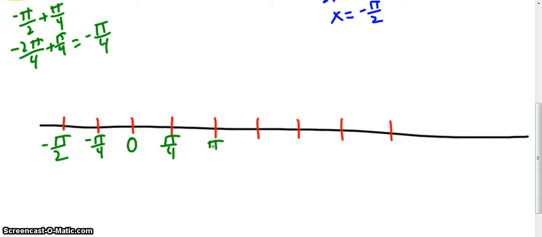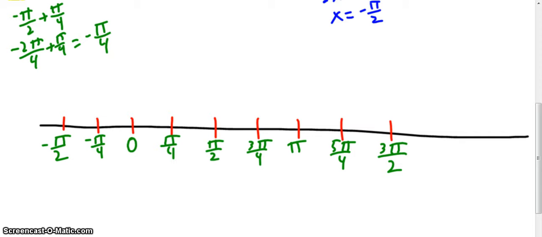So now, at this point, I can start counting, right? So 2 pi over 4 is pi over 2. And then I get 3 pi over 4. 4 pi over 4 is pi. Then 5 pi over 4. And 6 pi over 4 is 3 pi over 2. Those are my marks. Okay, next thing.